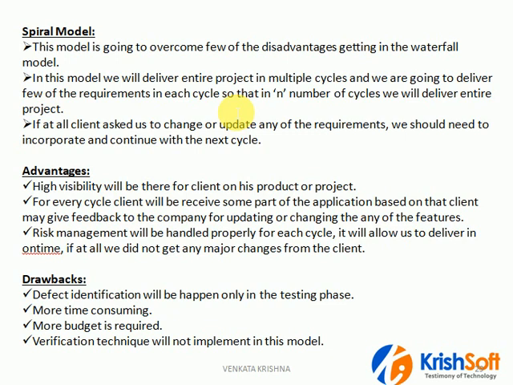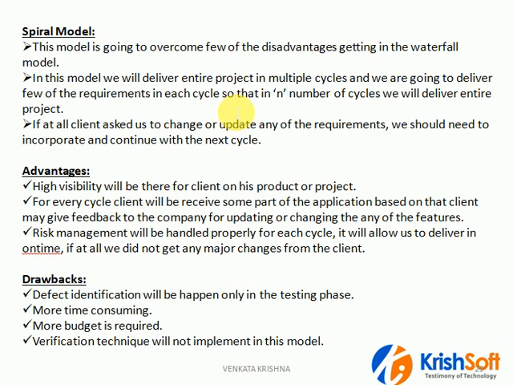What is the advantage of the spiral model over the waterfall model? In waterfall, you need to complete 100% in each phase, then only you move to the next phase. If something is changed, it is going to impact that 100%. Here you are doing cycle by cycle. If something is changed, it will impact only some part of the application.